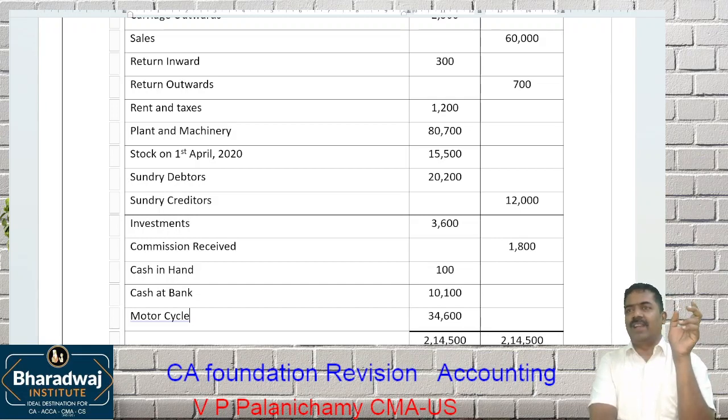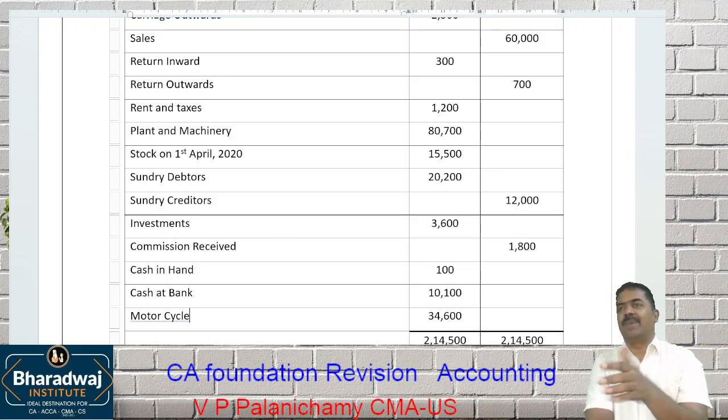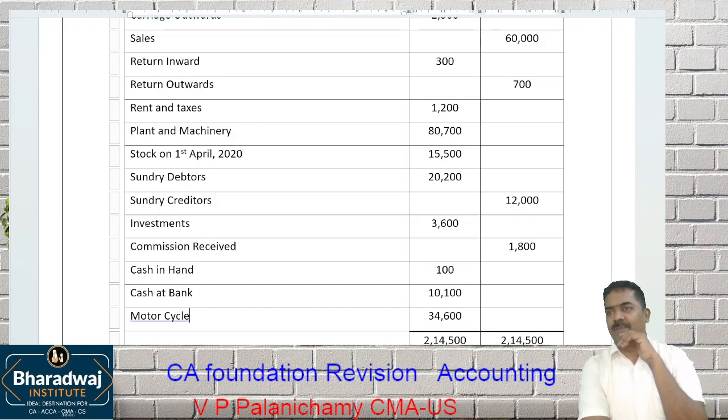Do you pass an entry like debit stock account or credit stock account? Do you pass any journal entry? No. Since no journal entry is passed, you prepare which one? Ledger. And only when the ledger has a balance, it will come in which one? Trial balance. That's why closing stock is not appearing in the trial balance.